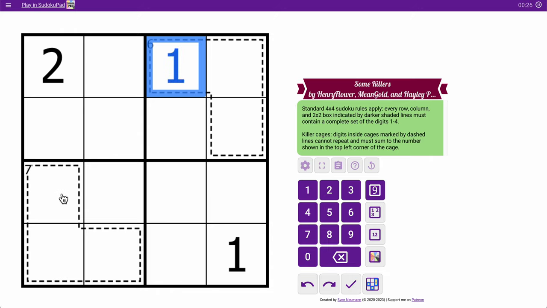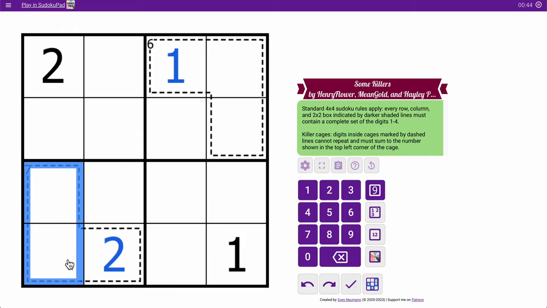7 and 3 cells must be 1, 2, 4. It can't be 1, 3, 3 because that violates the killer cage rule. And they're all in the same region, so it would violate classic Sudoku anyway. These must be 1, 2, 4. 2 sees 2 of these cells, that's a 2.